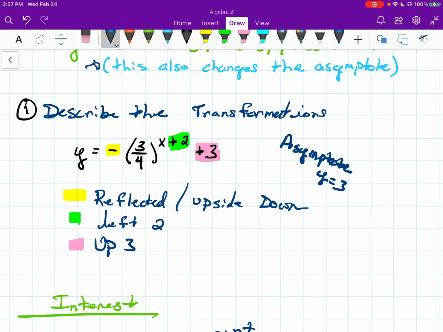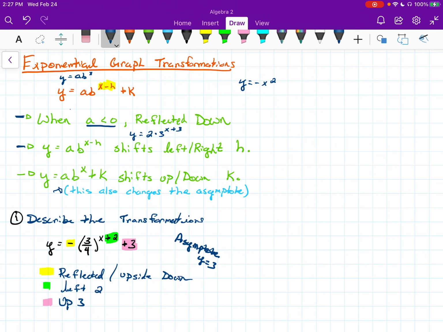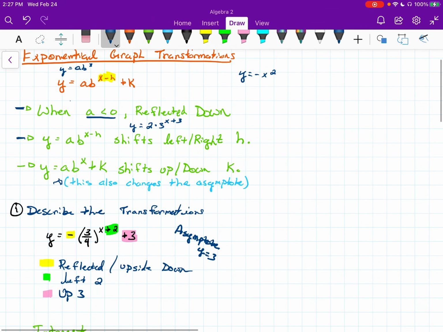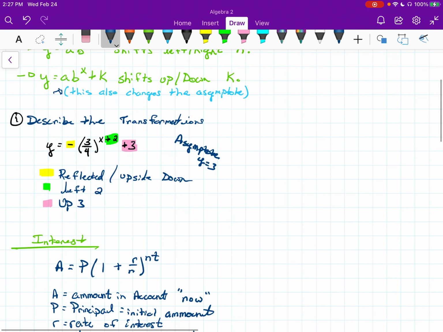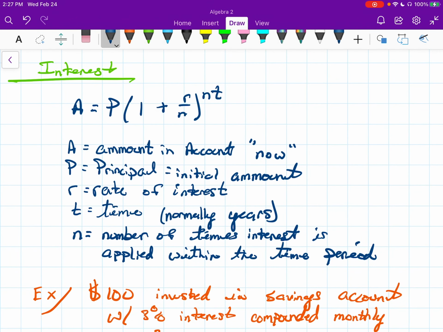Now, we could graph these by hand, and that would be a good thing to do. Maybe it would help us with some of our algebra skills, but from now on, I'm happy if you just type them in a graphing calculator and get those. You can use an app on your phone if you'd like to, or you can use your TI calculator. If you need any help typing those in, let me know and I'll help you out with that. So those are the rules for transformations on exponential graphs. And now we're going to move on into interest. Now, I don't know how much you have already learned.